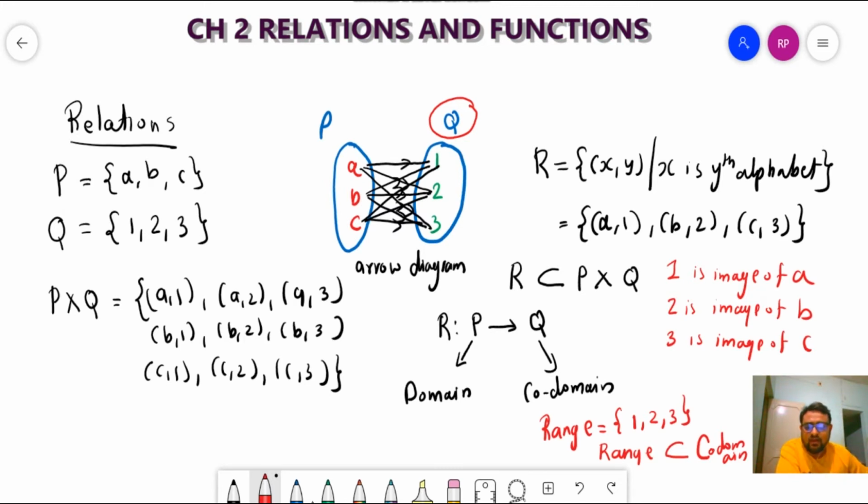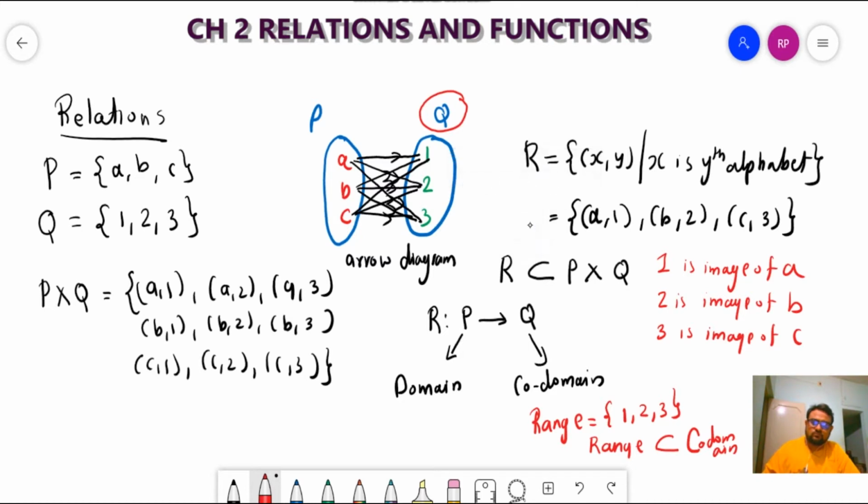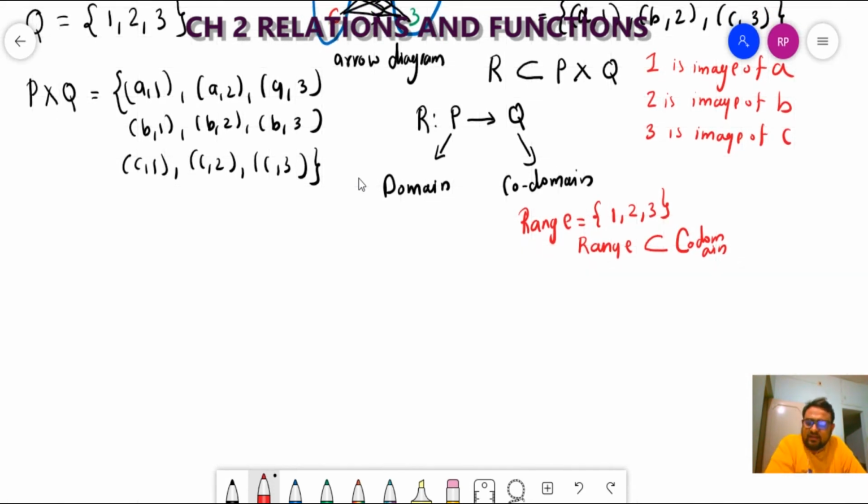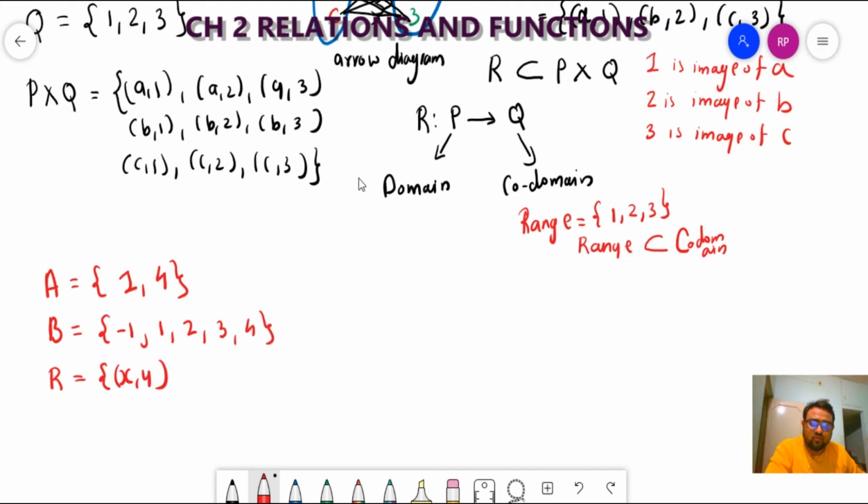Okay, let's take one more example. If I take a set A equal to {1, 4}, and set B equal to {-1, +1, 2, 3, 4}. Now if I define the relation R equal to {(x, y) such that y is equal to square root of x, x belongs to A, y belongs to B}.